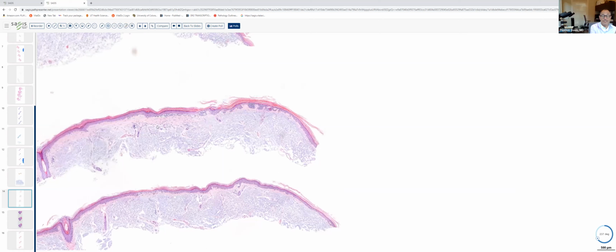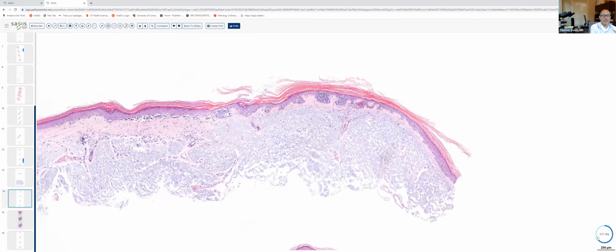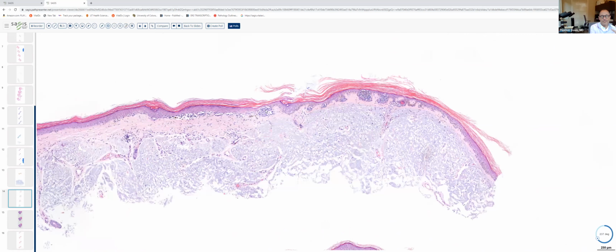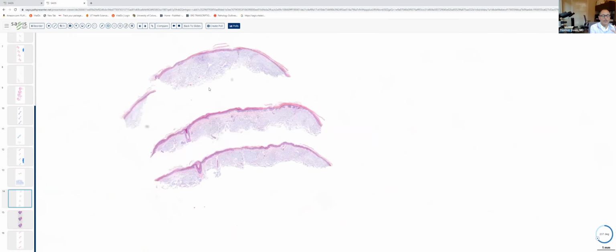In this particular instance, I didn't include the immunos. A MART-1 stain and SOX10 stain showed more melanocytes than we're seeing here in the H&E stained sections, and these melanocytes were positive with a PRAME immunostain. So this was melanoma in situ from severely sun-damaged skin.